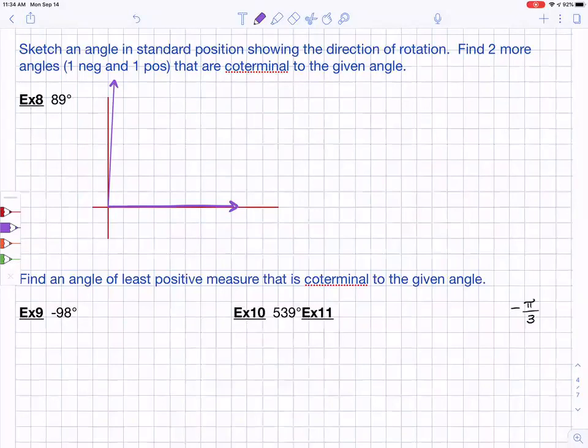Now, that's my angle in standard position, but I haven't shown the direction of rotation. Why does that matter? What does the direction of rotation tell me according to the video? Positive or negative? Yeah, it tells me if it's going to be positive or negative. Since this is a positive 89, which way do I have to go?